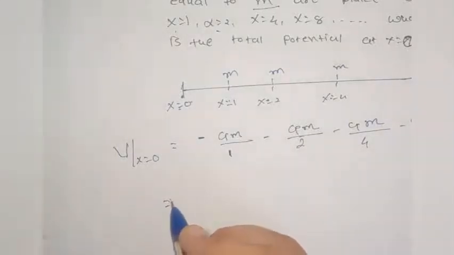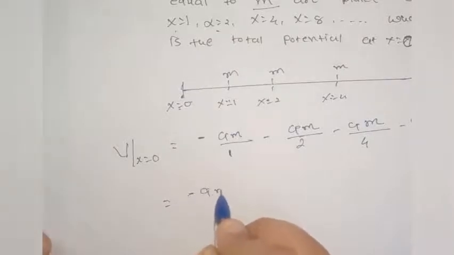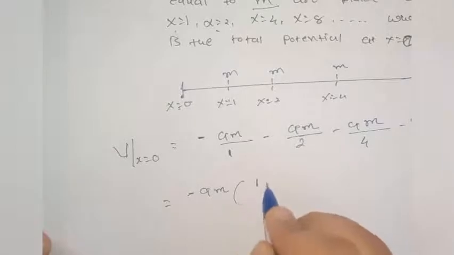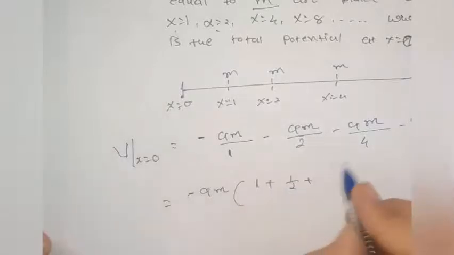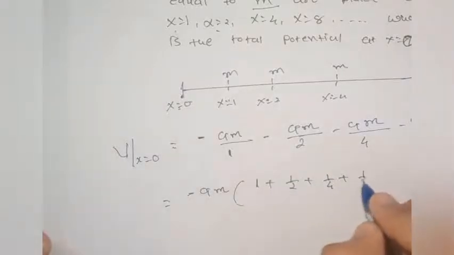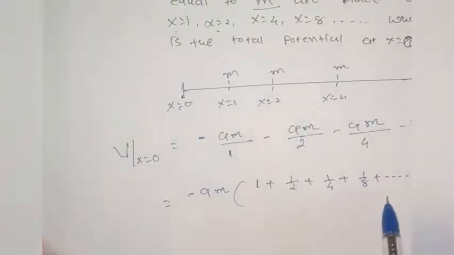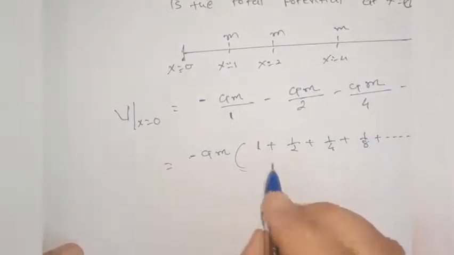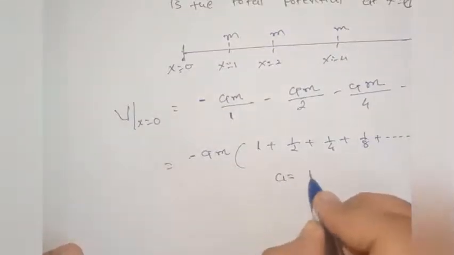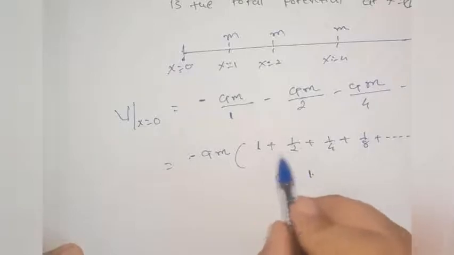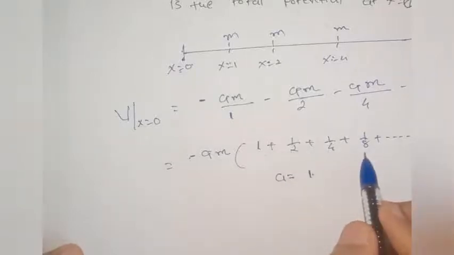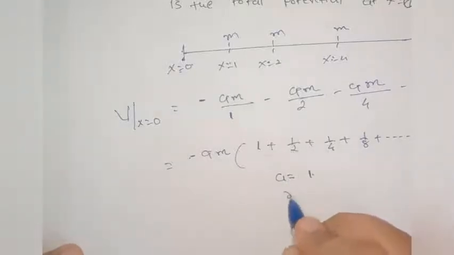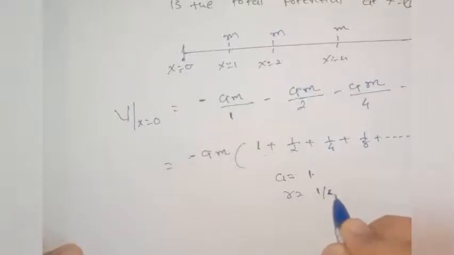Taking minus GM common, we get minus GM into 1 plus 1 by 2 plus 1 by 4 plus 1 by 8 and so on. This is an infinite geometric progression. The first term a is 1 and the common ratio r is 1 by 2.